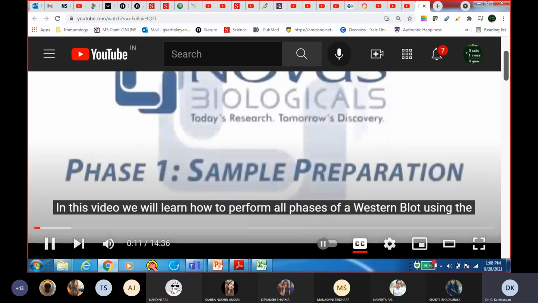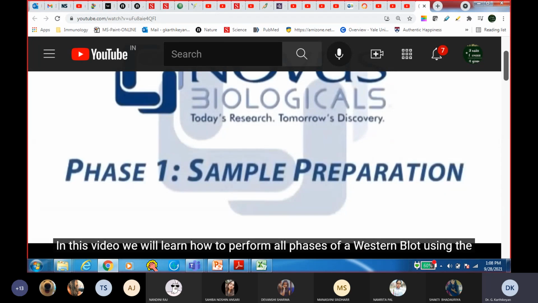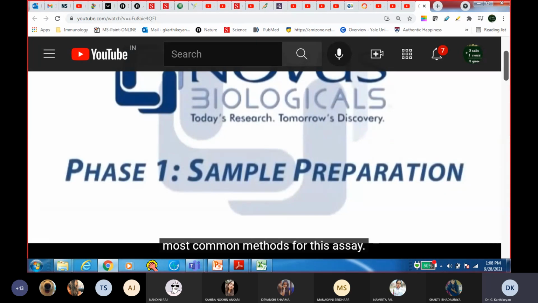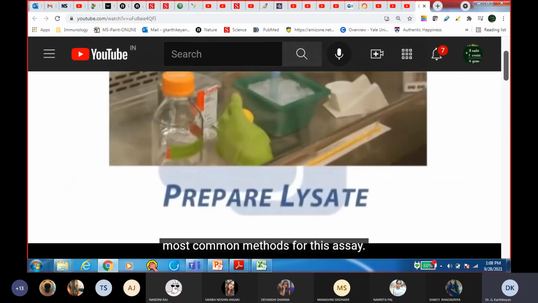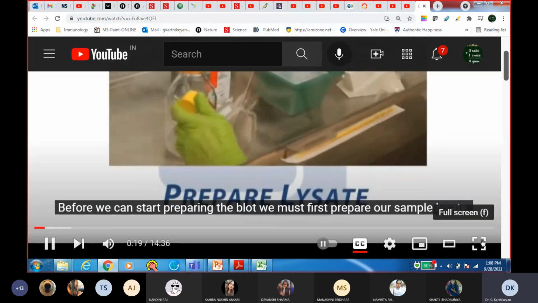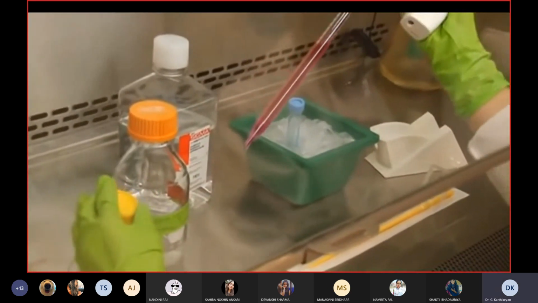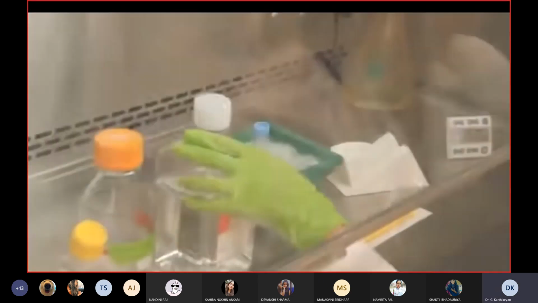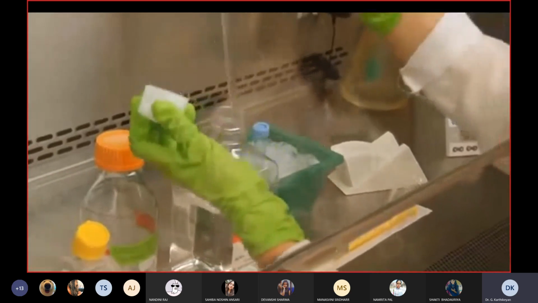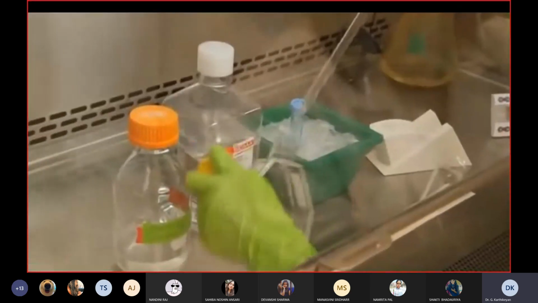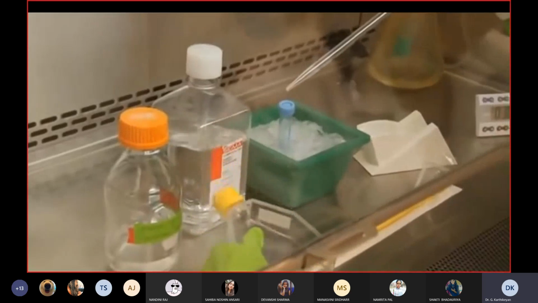In this video, we'll learn how to perform all phases of a Western blot using the most common methods for this assay. Before we can start preparing the blot, we must first prepare our sample lysate. In this example, we'll prepare a protein lysate from culture cells. Here, we wash the cells twice with ice-cold PBS and add enough lysis buffer to cover the cells.